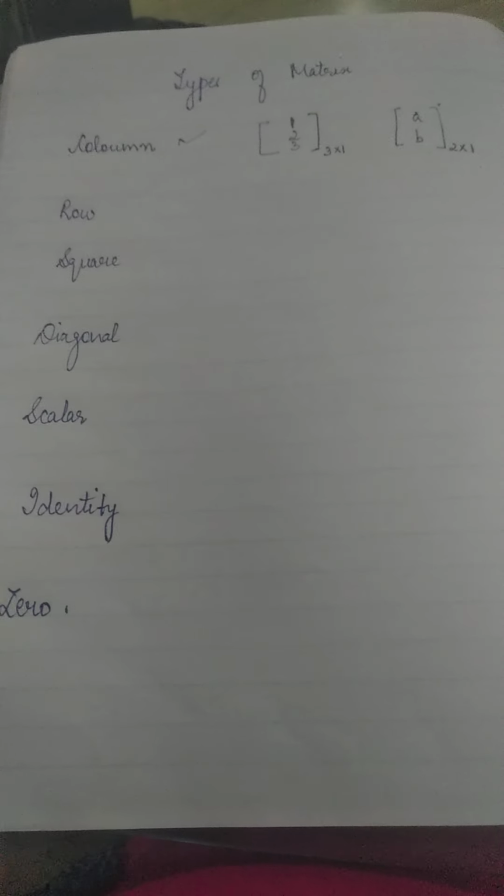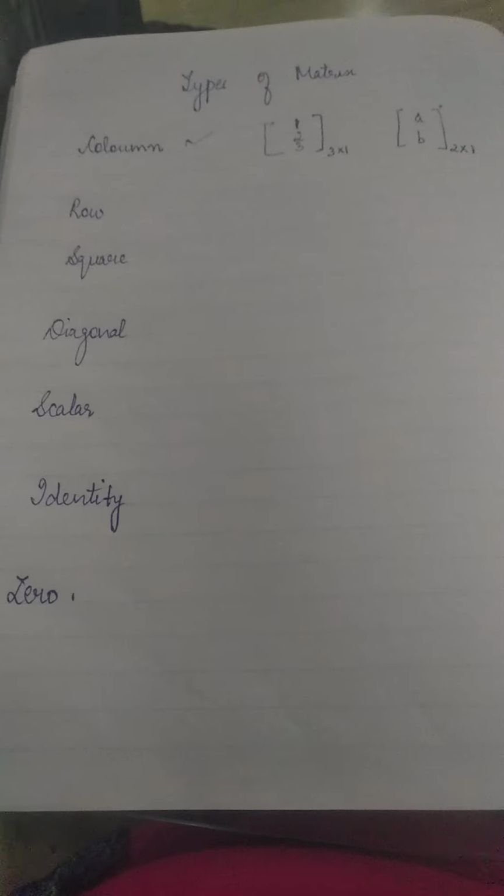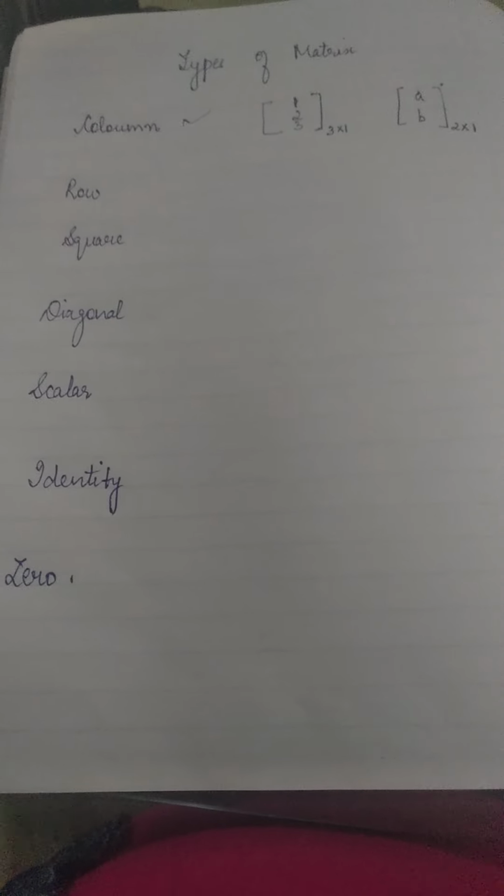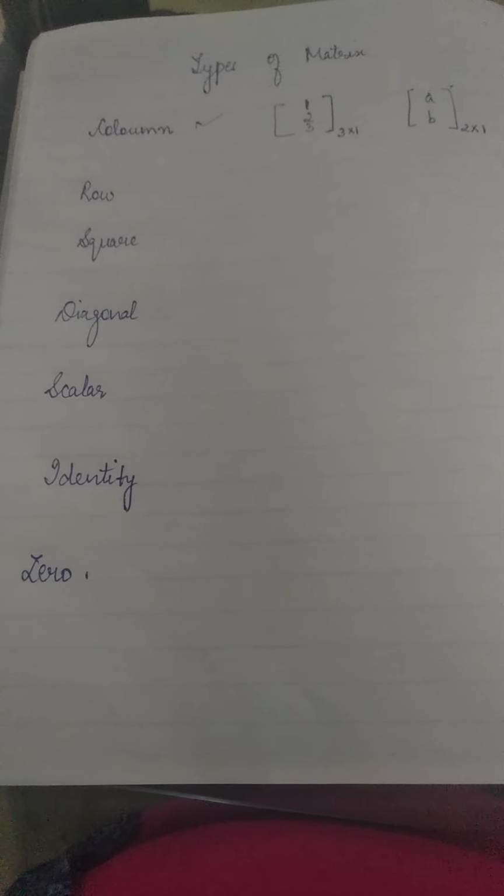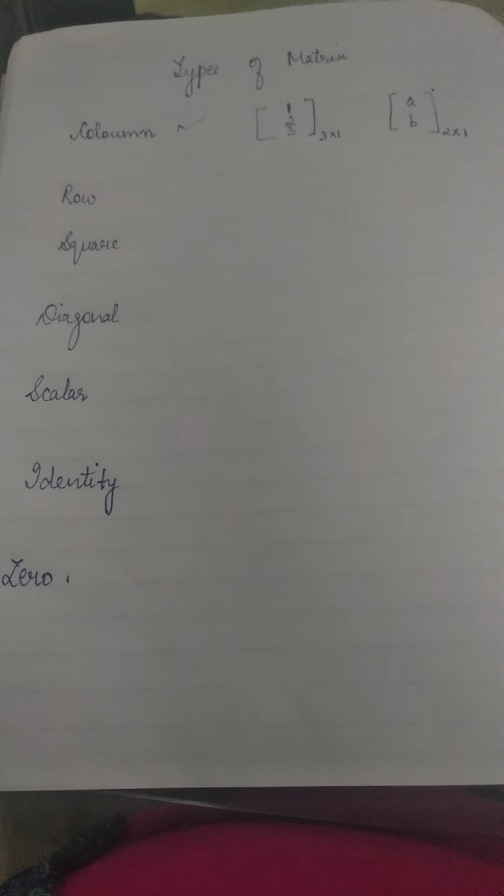Good morning, students. Our next topic is the types of matrix. We've already covered the order of matrix and its definition. We start with the types of matrix. The very first type is the column matrix.